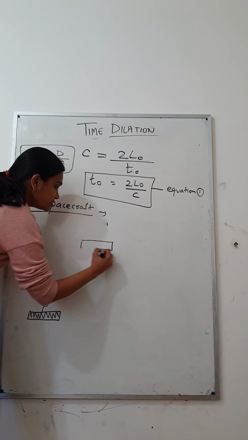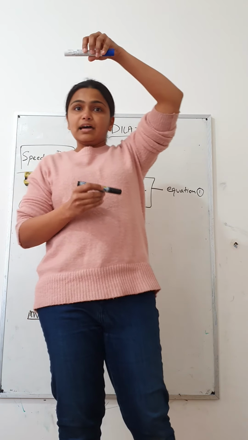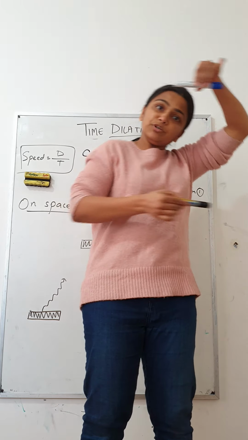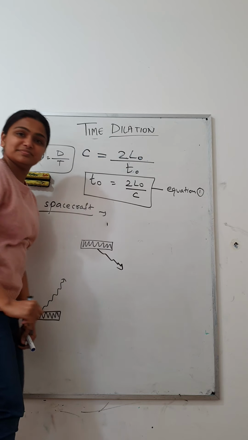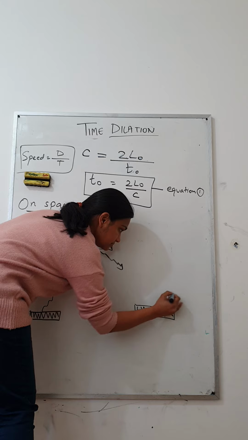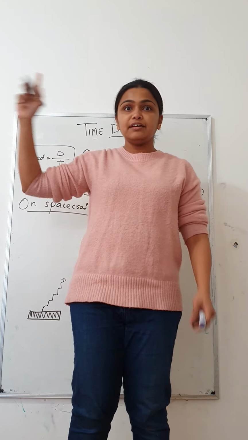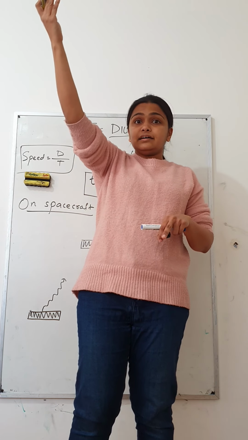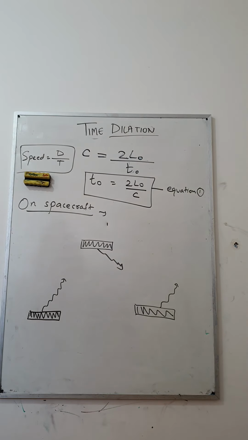Now this is the new position of mirror 2. When the light bounces back or reflects back from mirror 2, the spacecraft would have moved further, and so on and so forth. So a zigzag pattern will be followed when the observer is on the Earth and the clock is in the spacecraft. Alright, let's do the further derivation.